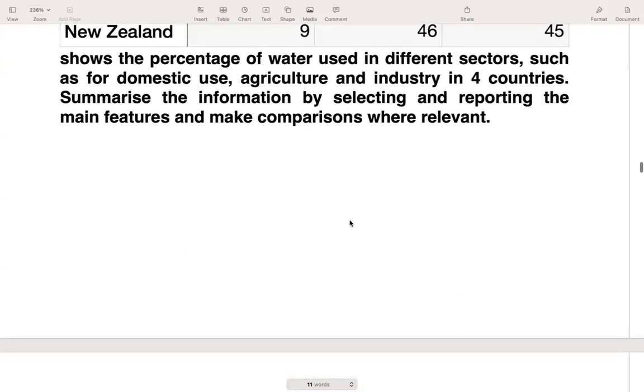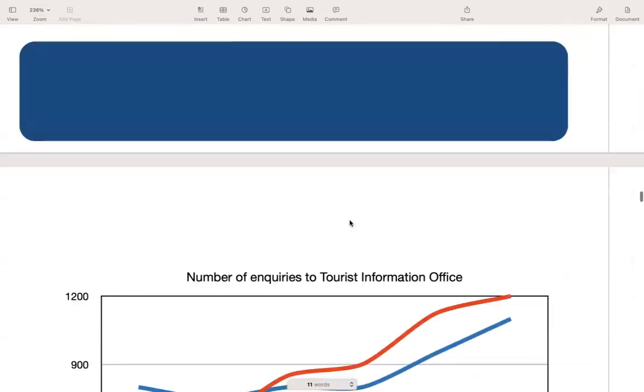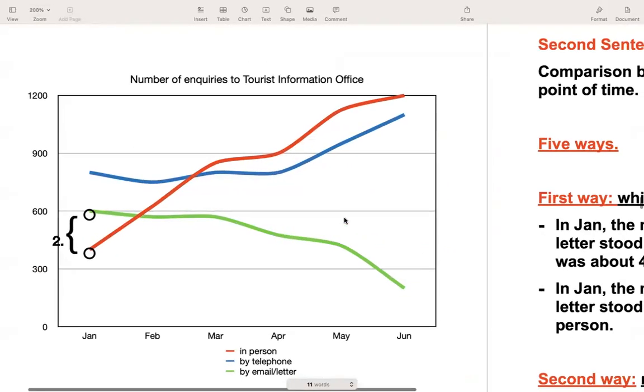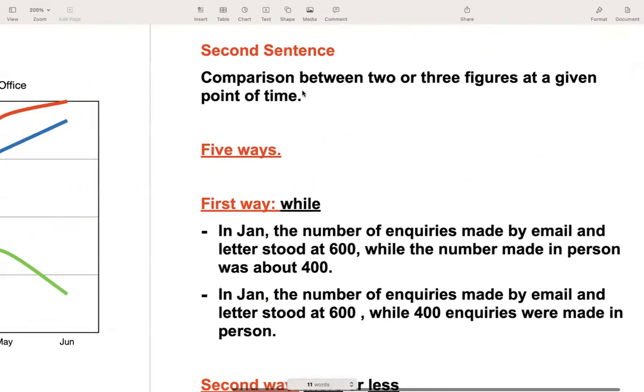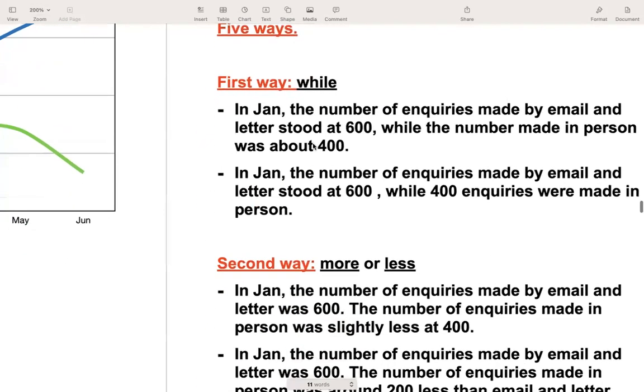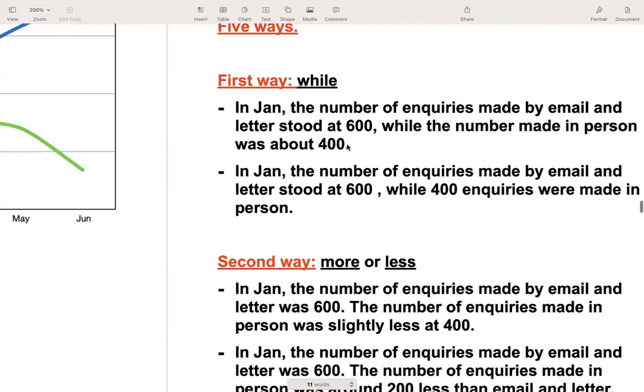Is it clear what we are doing right now? Okay, so let's begin. So second sentence, comparison between two or three figures at a given point of time. I will try to teach you five ways to do it. The first sentence is very simple.